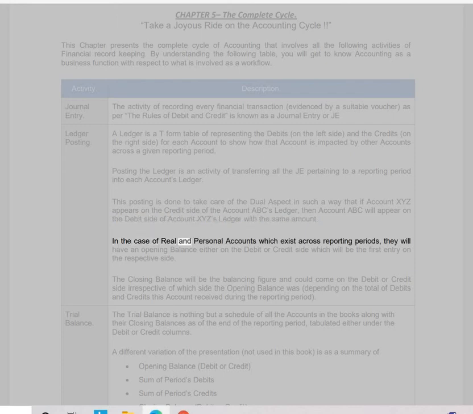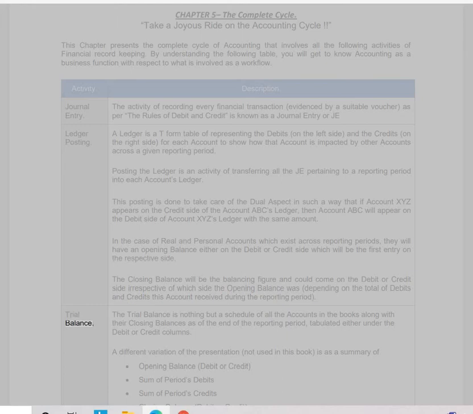In the case of real and personal accounts which exist across reporting periods, they will have an opening balance either on the debit or credit side, which will be the first entry on the respective side. The closing balance will be the balancing figure, and could come on the debit or credit side irrespective of which side the opening balance was, depending on the total of debits and credits this account received during the reporting period.